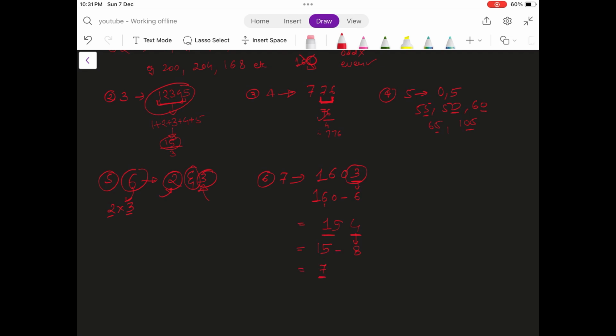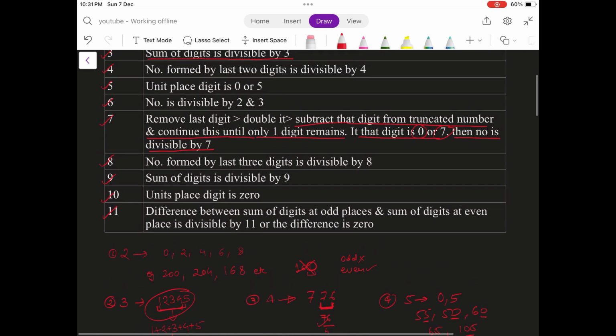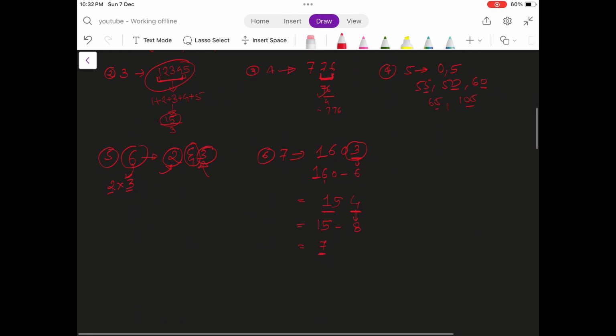So as we said, if that last digit is 0 or 7, then that number is divisible by 7. So last digit remaining is 7. Therefore this number 1603 is divisible by 7.